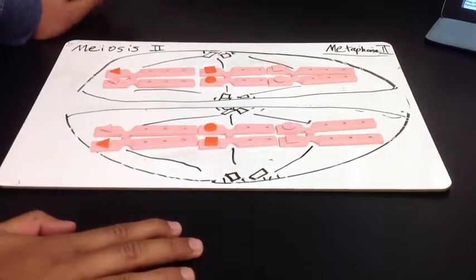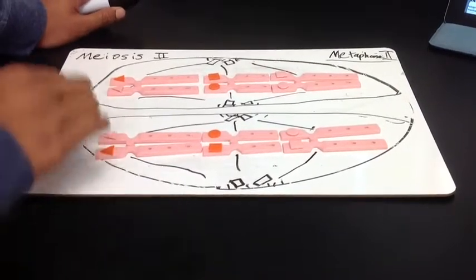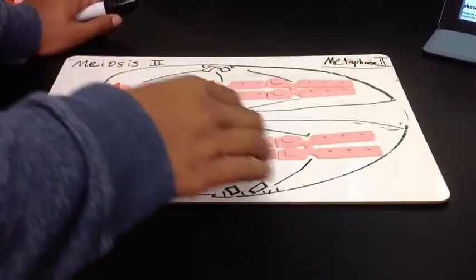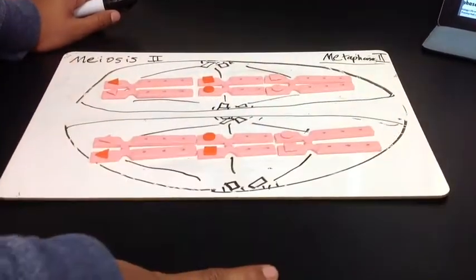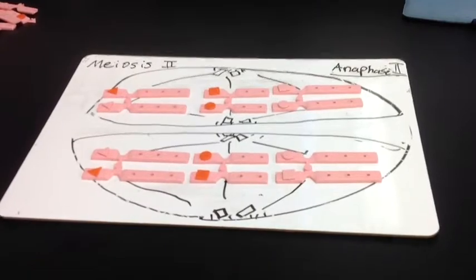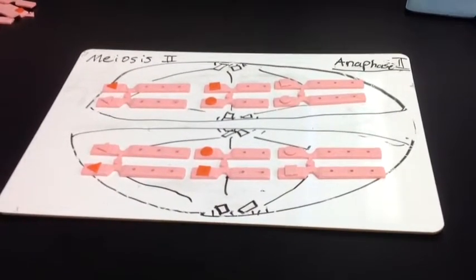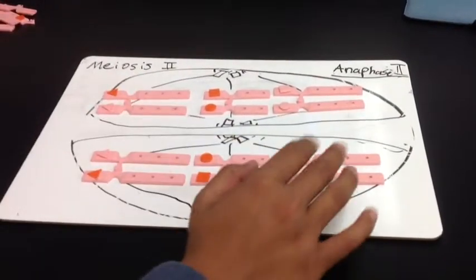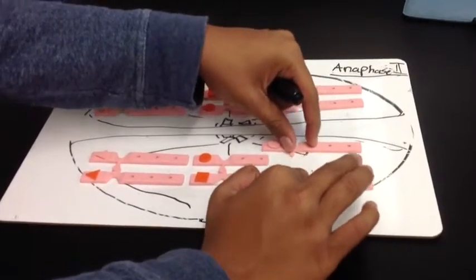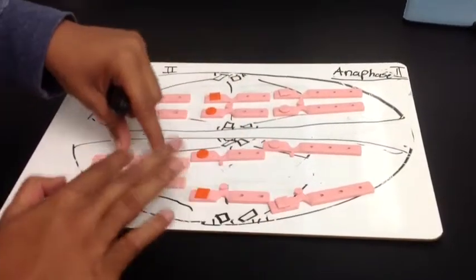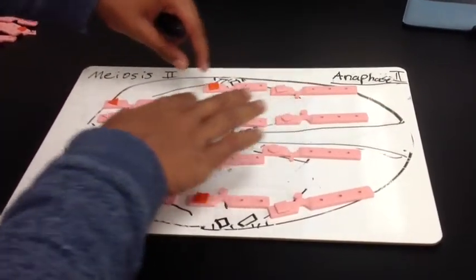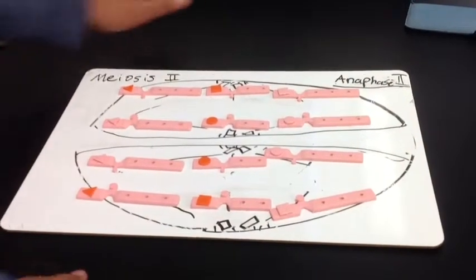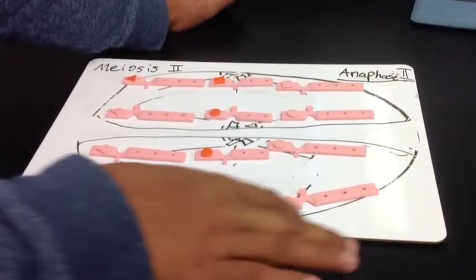Okay, so now in metaphase 2, just like in metaphase in meiosis 1, the sister chromatids are being connected to the spindle fibers. Okay, so this is anaphase 2. Similar to anaphase 1 in meiosis 1, the spindle fibers begin to pull out, but this time, instead of pulling apart the pairs, they're simply pulling apart the actual chromosome itself, pulling out the sister chromatids.